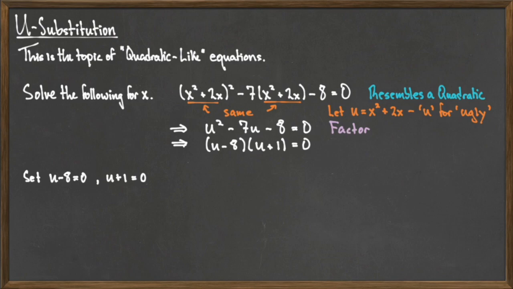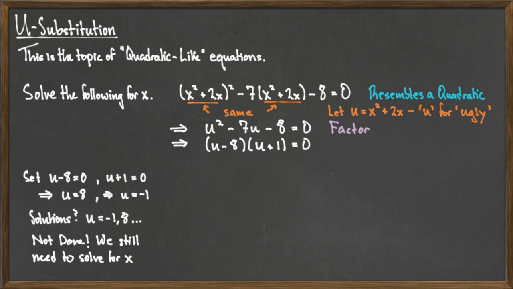The zero product property says that I get two equations, u minus 8 equals 0 and u plus 1 equals 0. And these are going to give me solutions of u equals 8 and u equals -1. So are the solutions to this whole equation -1 and 8? Not quite. We're not actually done. We've solved for u, but we haven't solved for x yet. So that term x squared plus 2x has been on the back burner, now we need to bring it forward.